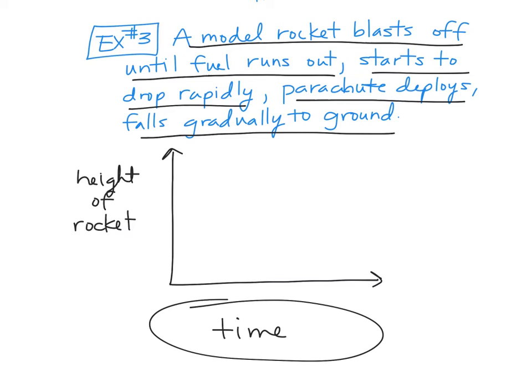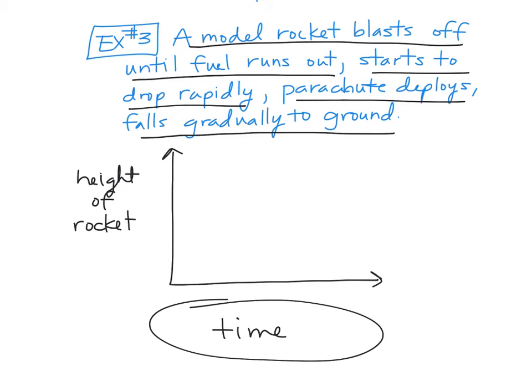And every graph is not going to look identical, and that's okay, because the speed of your rocket might be different than the speed of somebody else's rocket, right? But they should be similar, at least. Okay, let's think about this.